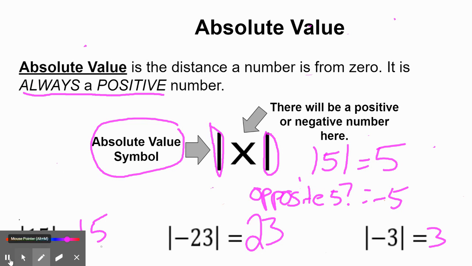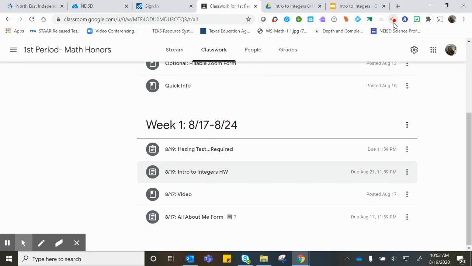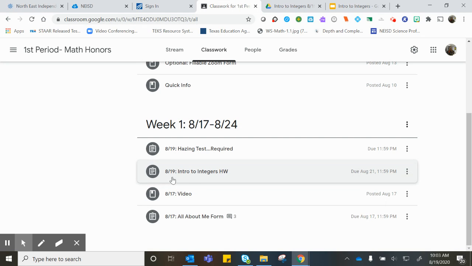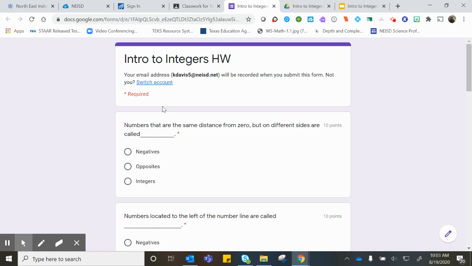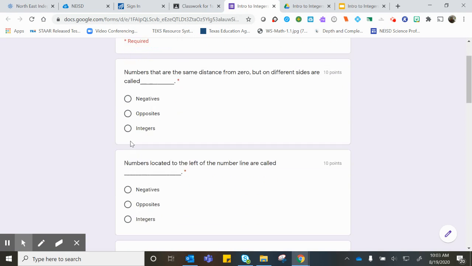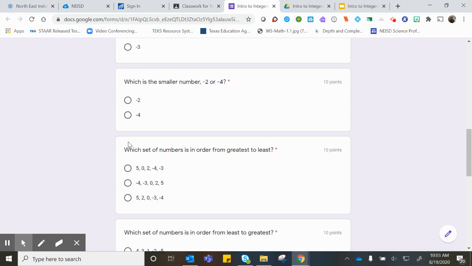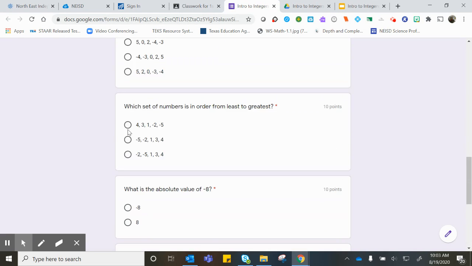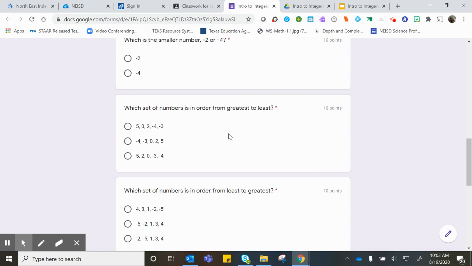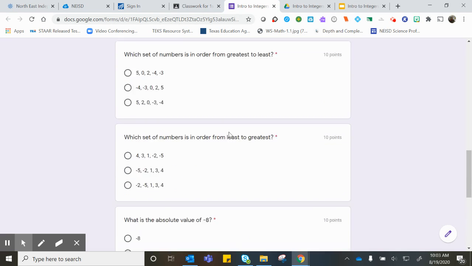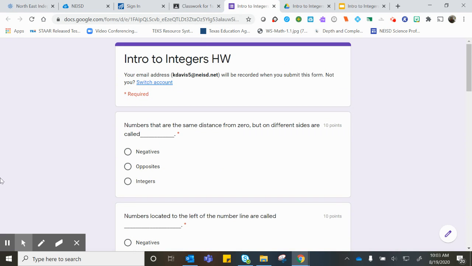All right. So the next thing we need to talk about is your assignment. So your assignment for today is going to be right here. Intro to Integers Homework. So I'm going to click on that. And it's going to take me to this form here. You're going to need to complete this by the next time we meet. So this is due by our next class. And if you have questions, you can review this video or look at the notes that you took today. Please let me know if y'all have any questions.